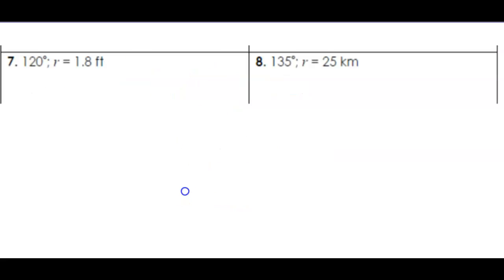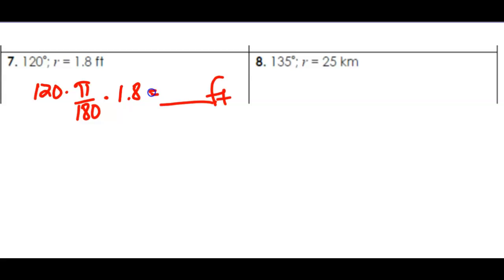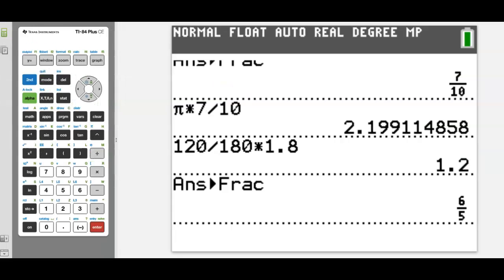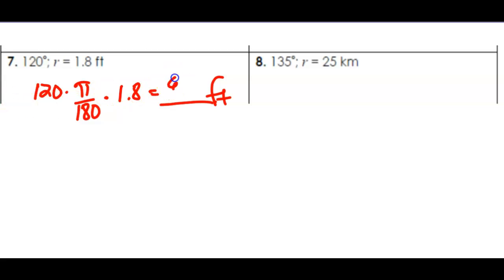Okay, so if you were going to do another one, pick any one here, and you would multiply by pi over 180, and then times 1.8, and your answer would be in feet. For the exact one, though, you would need 120 divided by 180 times 1.8. Don't put the pi in. Math, enter, enter, is 6/5. And then you can type the pi in and get a decimal. So this is 6 pi over 5, which is approximately some decimal, and I'm not going to do it.